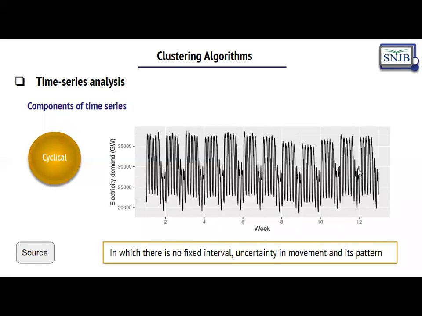Then cyclic. Cyclic is the component where the time series data repeats after some interval of time. For example, if we plot electricity demand per week, the demand per two weeks is repeating. See, this is repeating here, and again it is repeating here. This is the example of cyclic.